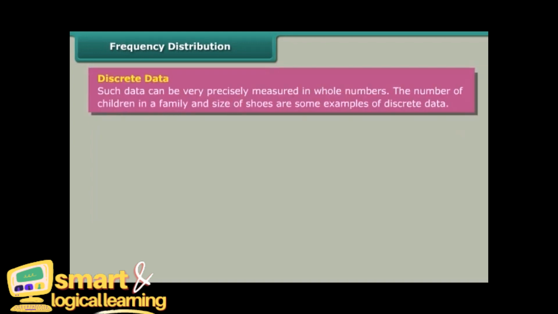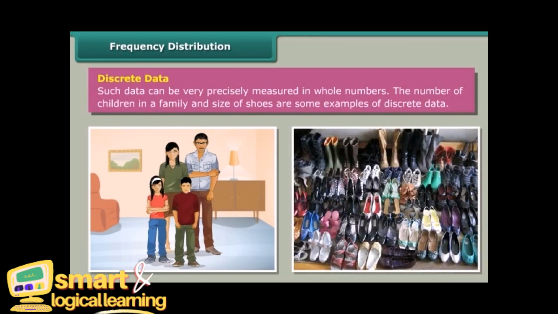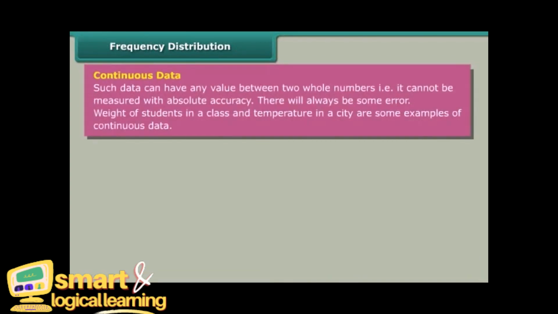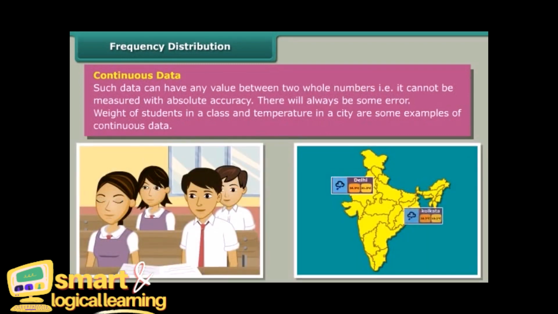Discrete data. Such data can be very precisely measured in whole numbers. The number of children in a family and size of shoes are some examples of discrete data. Continuous data. Such data can have any value between two whole numbers; it cannot be measured with absolute accuracy. There will always be some error. Weight of students in a class and temperature in a city are some examples of continuous data.